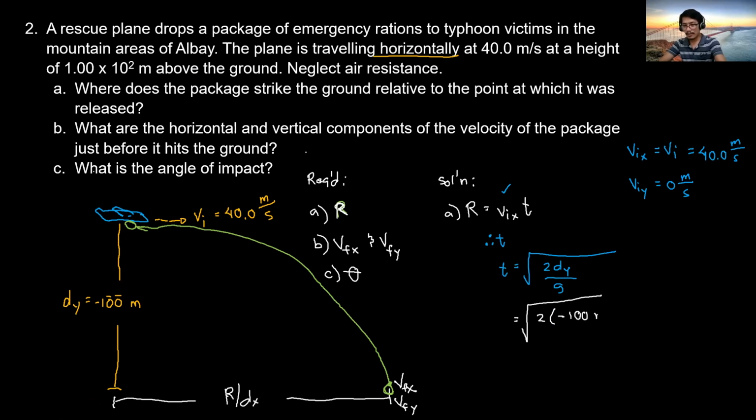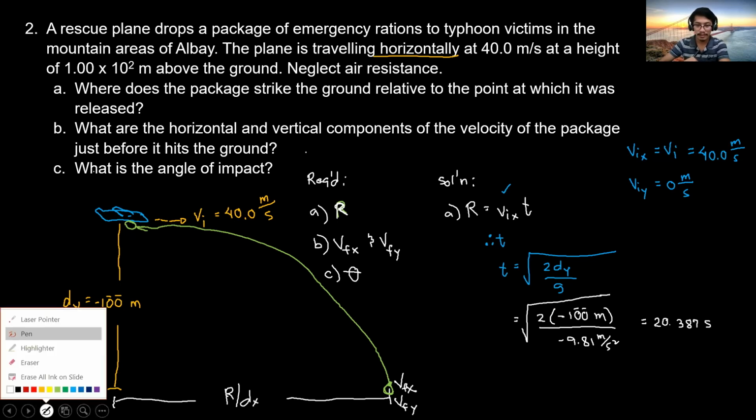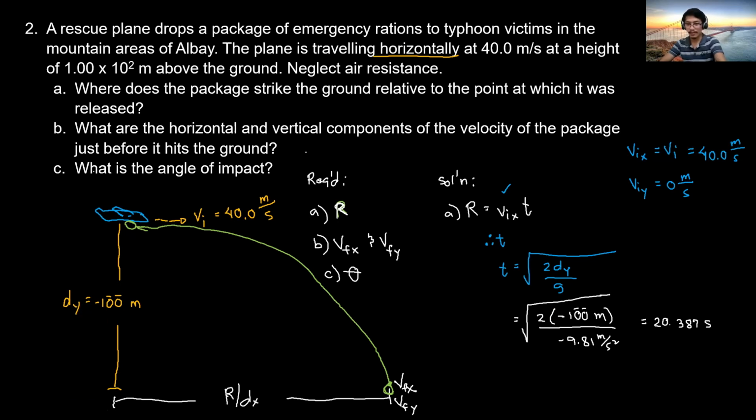This is negative 100 meters. Take note, the zeros are significant. Divided by negative 9.81 meters per second squared. And that will give us time is 20.387 seconds, or how many significant figures? 3 significant figures. Time is 20.4 seconds. Okay? But this is not yet our final answer, because ang kailangan natin is the range.